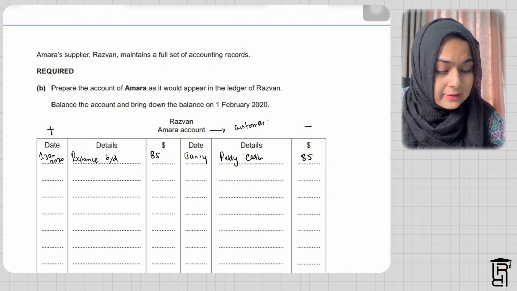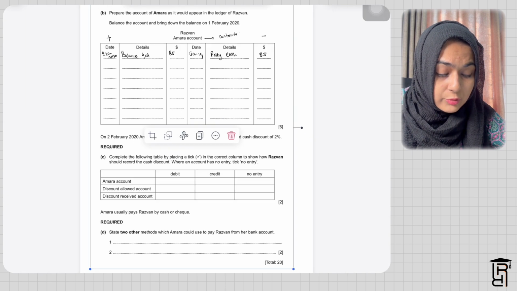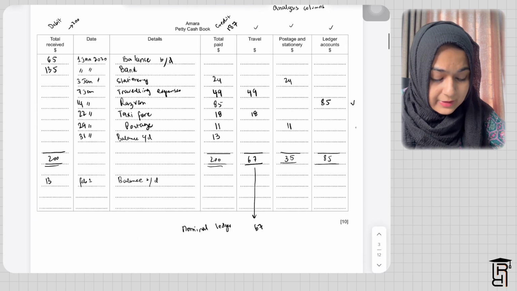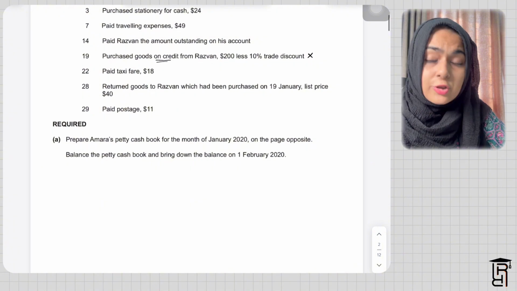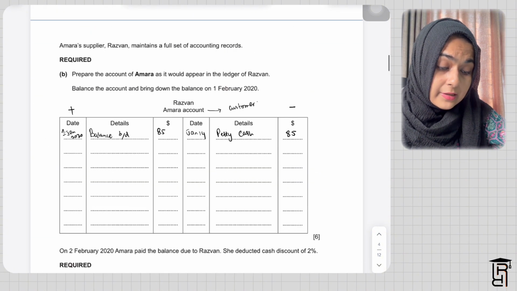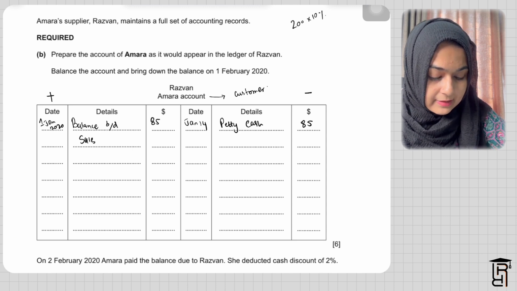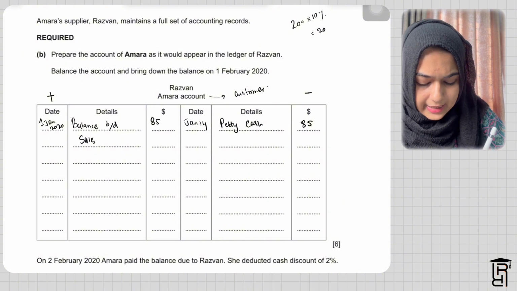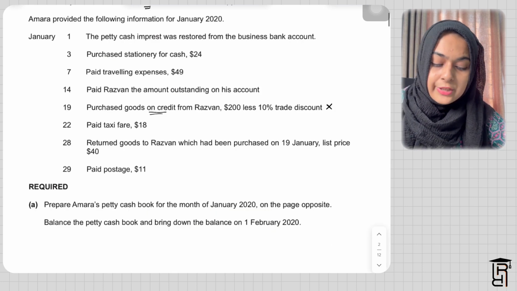In the next transaction, Amara purchased goods from Razvan on credit, 200 less 10% trade discount. So Razvan sold goods to Amara. I'll write here sales, and 200 less 10% trade discount means that the sales is of 200 multiplied by 10%, which gives me $20, and 200 minus 20 will be my sales, $180. I'll write here $180. This will be January 19.